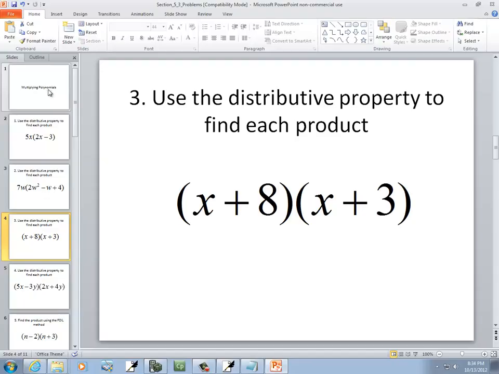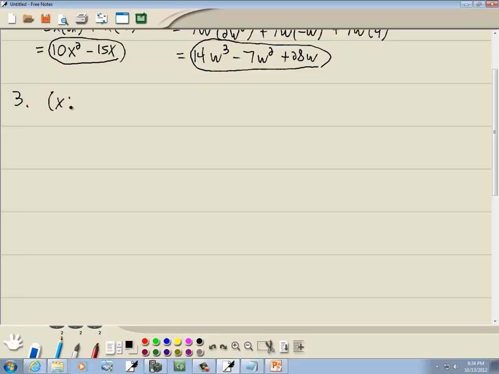Number 3, we have x plus 8 times x plus 3. Now we got two terms in the first parentheses, we got two terms in the second parentheses. So we're going to take our first term in the first parentheses, multiply it times each term in the second set of parentheses. And then we'll take our second term, which is the 8, and multiply it times each term over there.